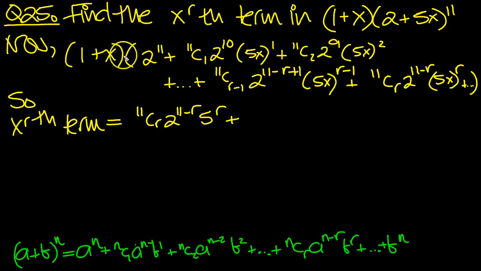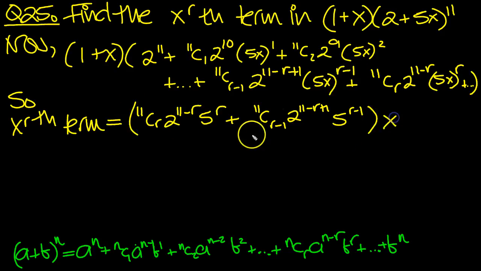and this would be, now the x, that was 1 times that term, and the x times this term will give 11c r minus 1, 2 to the 11 minus r plus 1, 5 to the r minus 1, and then you've got an x to the r minus 1 times x, which is x to the r. So all of this now gets multiplied, both terms are multiplied by x to the r.